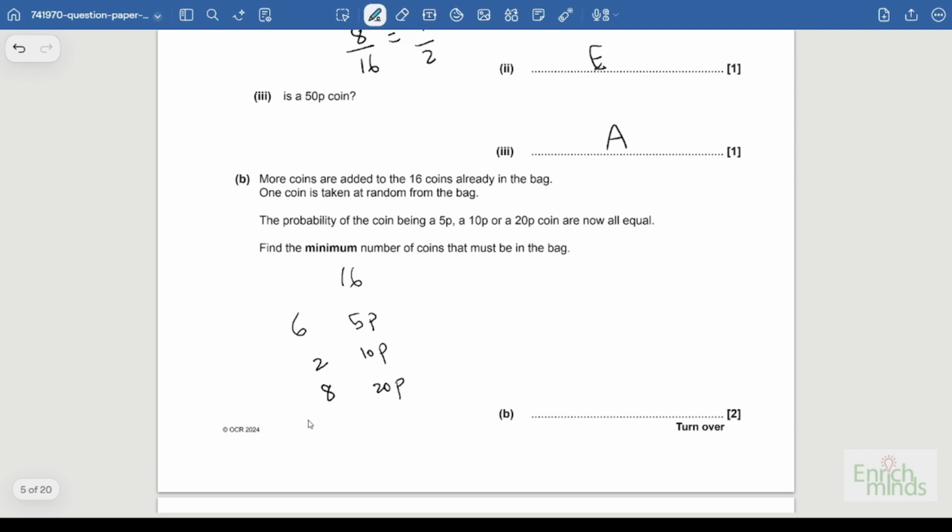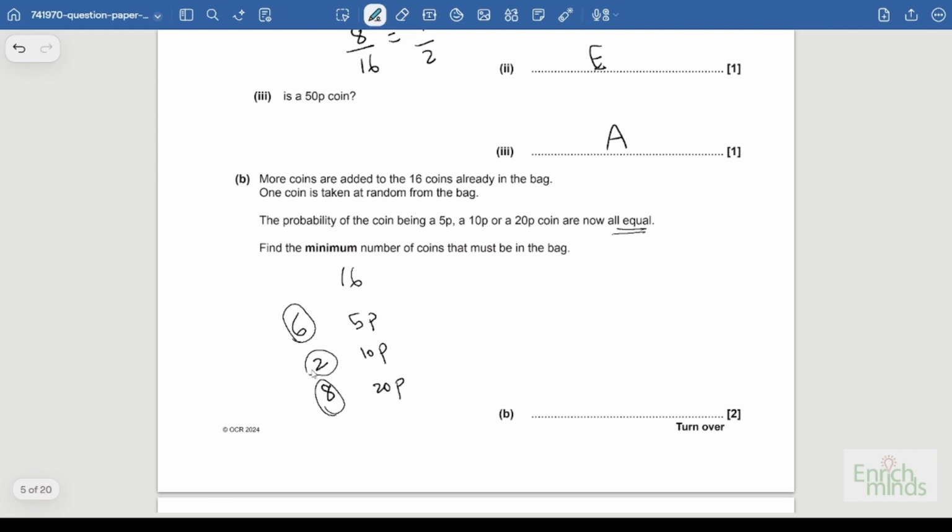So now they say that we add a few more coins to the bag, so that the probability of picking any of these coins is equal. So that means we need to have an equal number of coins for all these values. So when can I have the minimum number of coins? Find the minimum number of coins that must be in the bag. We can make them all equal to 8 because this is already 8.